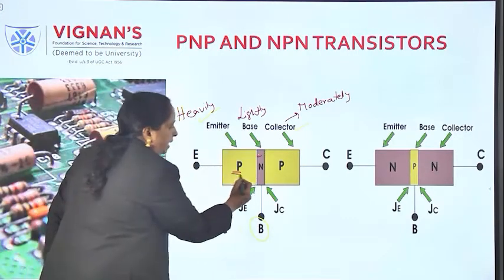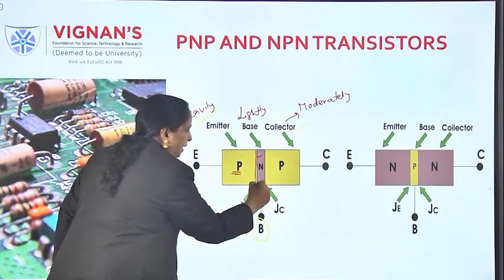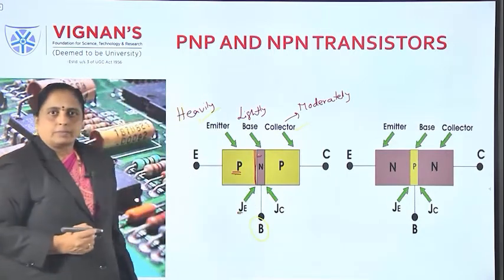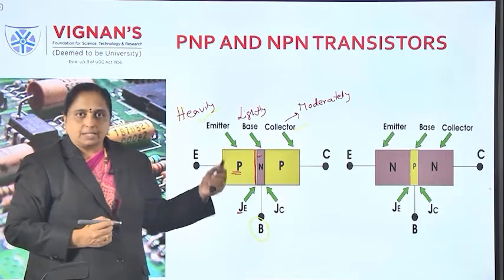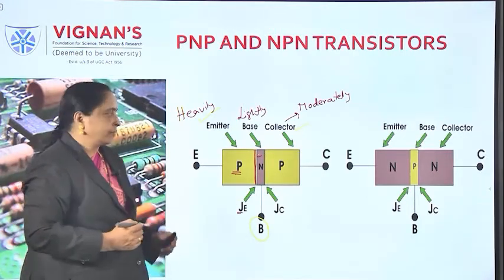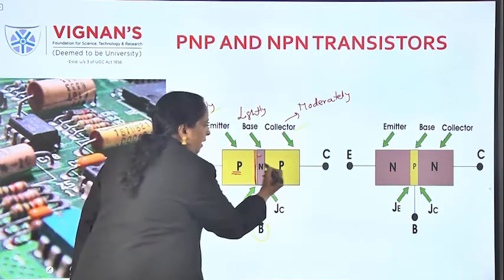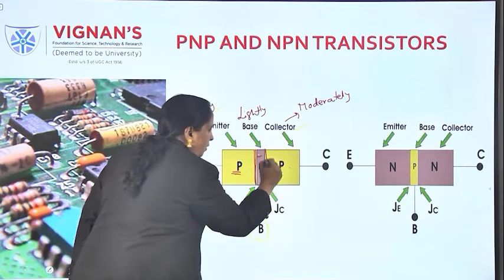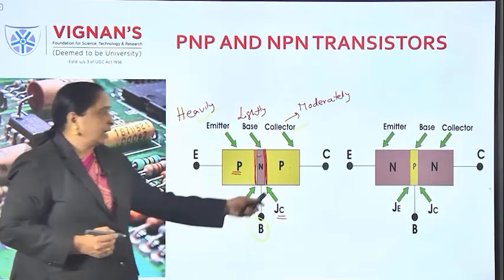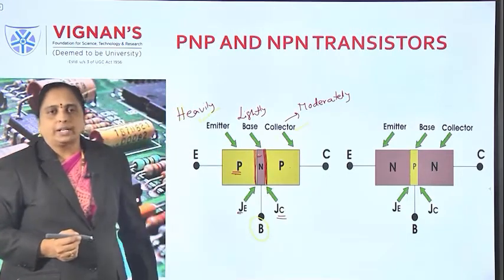See, between emitter and base, there is a junction, so this is known as emitter junction. Because emitter is the biggest terminal, that's why we call this JE, emitter junction. Similarly, between the collector and base, there is one more junction, that is known as JC, collector junction, because collector is the major and important terminal.